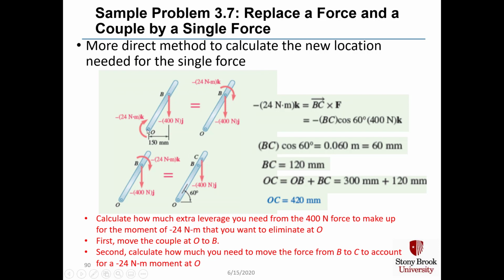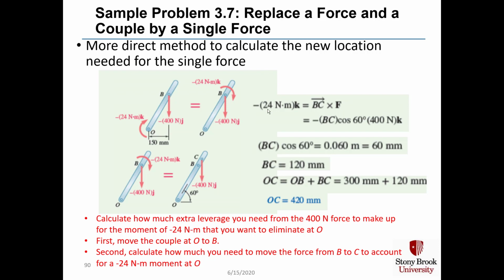the start what is the moment at point O, which was minus 24 Newton meters in K, we figure out what's the distance directly between B and C to eliminate a minus 24 Newton meters. So we're solving now for the vector BC, and we say that minus 24 Newton meters in K is equal to BC cross F.